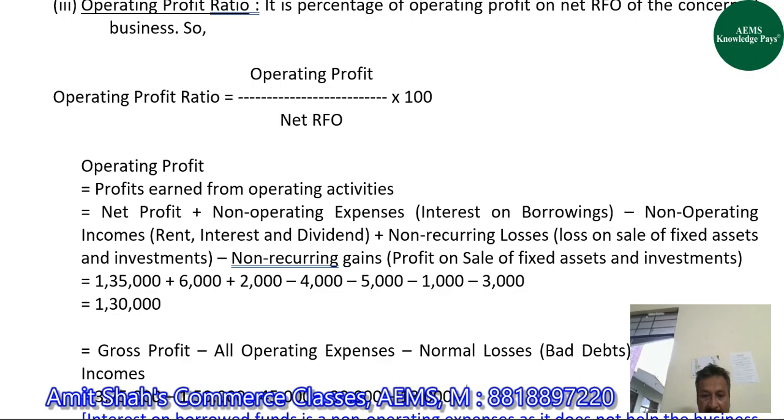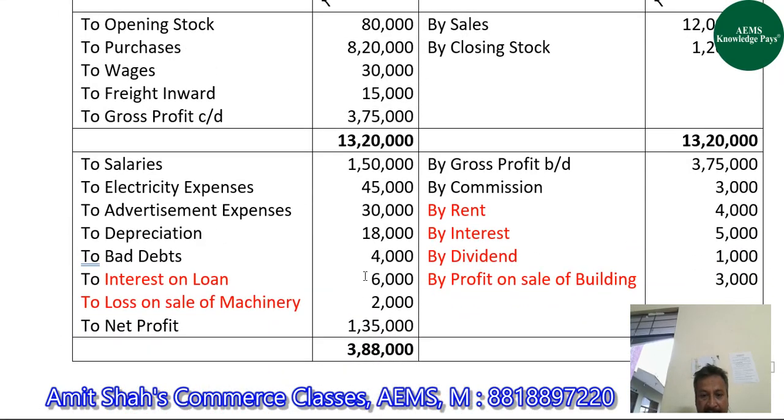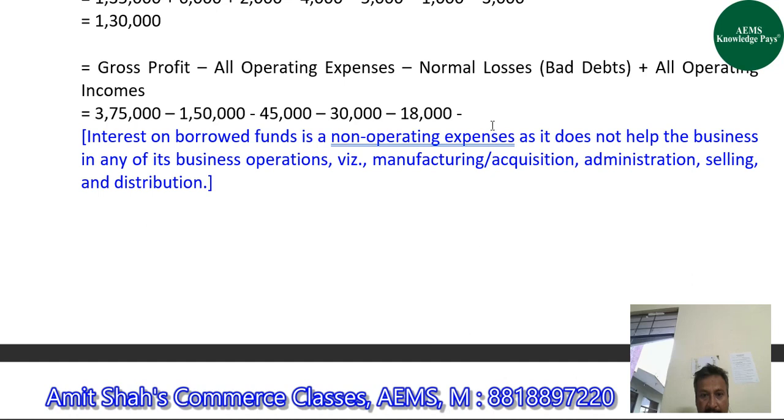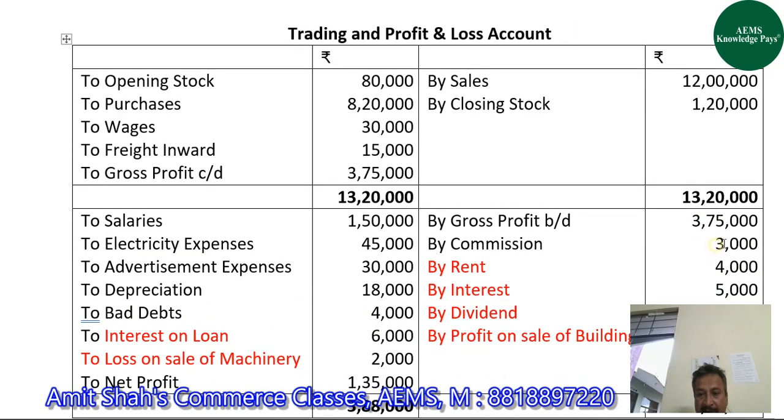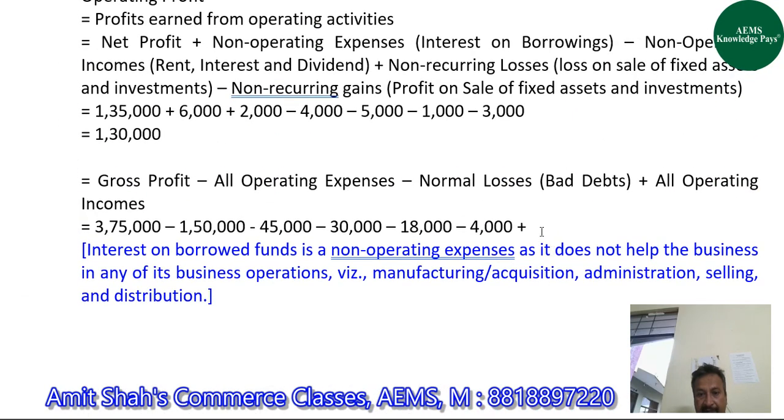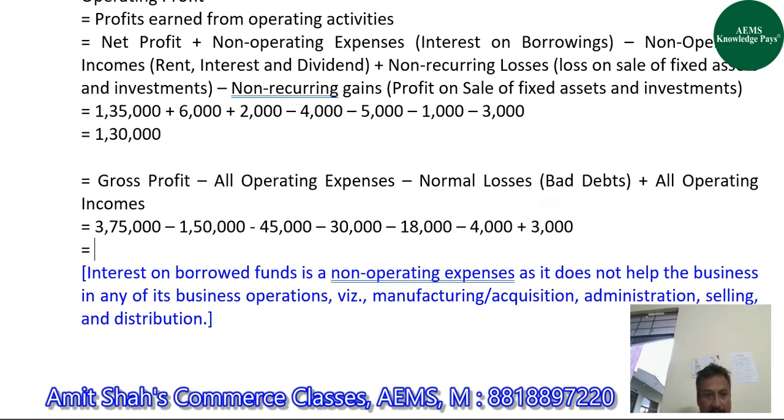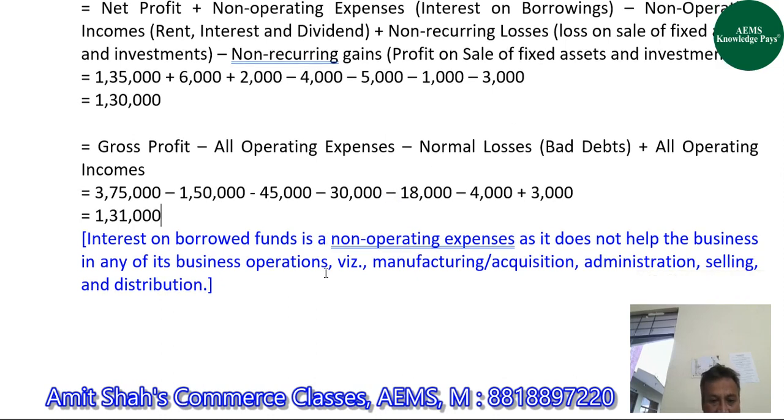And now the amount of bad debts is 4,000. And now we will add only one operating income, that is commission. And commission is 3,000 rupees. So it is 375 minus 150, it is 2,25,000, 225, 180, 150, 132, 128 plus 3, 1,31,000. Okay, I have done some calculation mistake. I will check it out, guys.